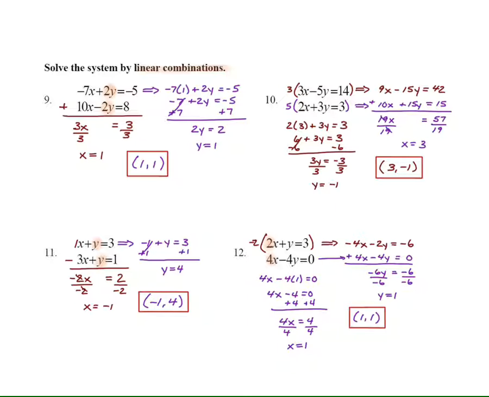So again, linear combinations, we want to make sure the coefficients match up, and if they don't, we might need to multiply one or both equations by something to get them to match up so that I can get one of the variables to drop out.